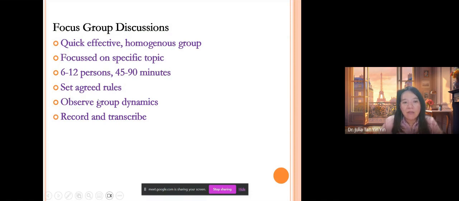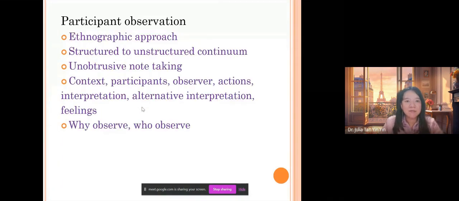So they have a set of agreed rules, okay? And then we observe the group dynamics during the discussion. The same thing, we record and transcribe. We record whenever they are discussing, and then we transcribe after that, their discussion text.